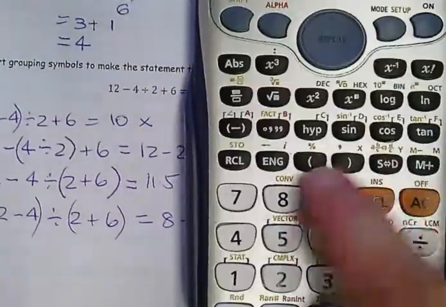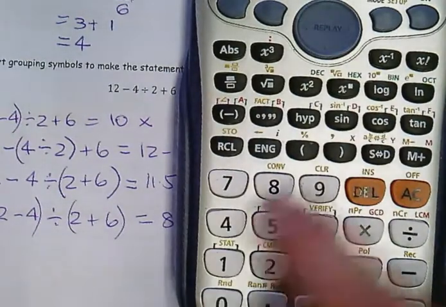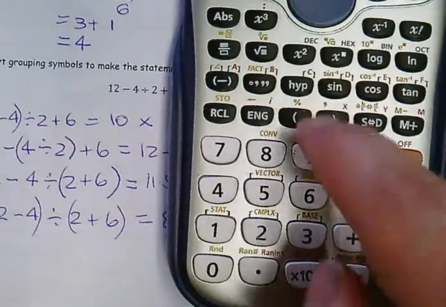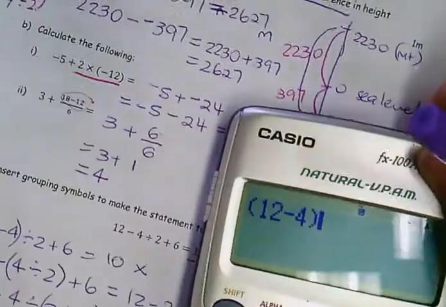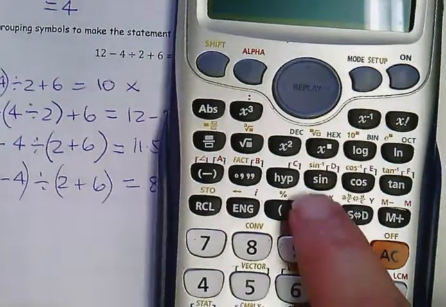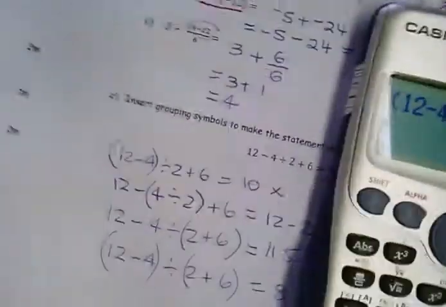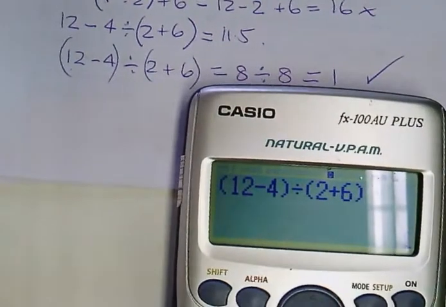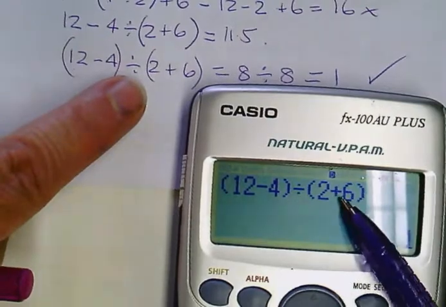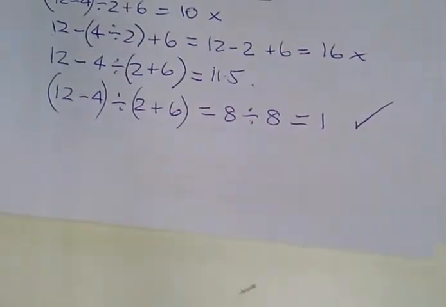Remember using your brackets. Bracket 12 take away 4, close bracket, see, we've got that so far, divided by symbol, open bracket, 2 plus 6, close bracket, and you can see that is what you want to enter. Looks the same as that, and you get 1 as your answer, okay? All right, next page now.